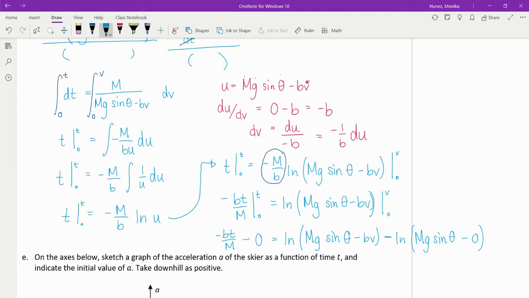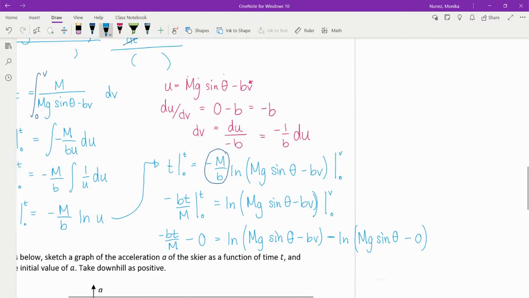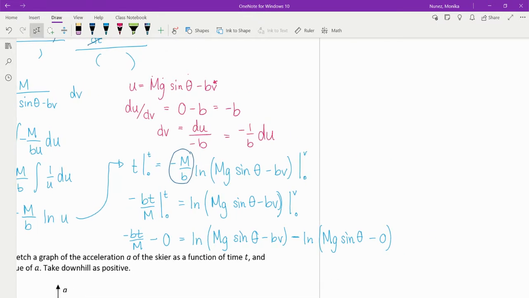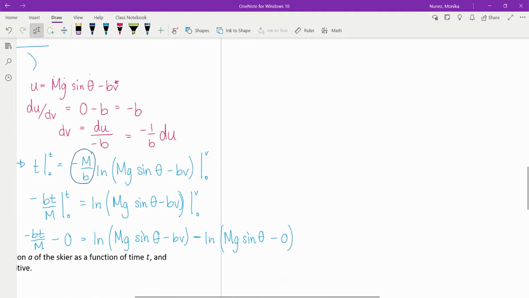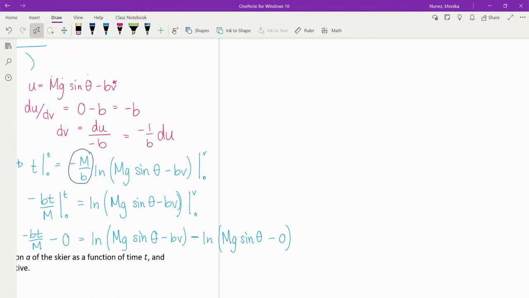Now, I need to simplify this because my end goal is to make an expression for v, the velocity as a function of time t. So the rest really is just algebra, though it will take us a little bit of time to actually get through that algebra. So again, I'm going to come up over here. Starting out, my left-hand side of my equation is negative bt over m.